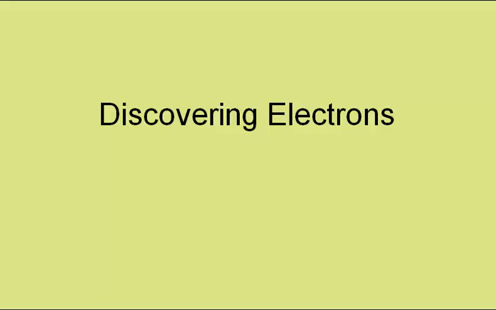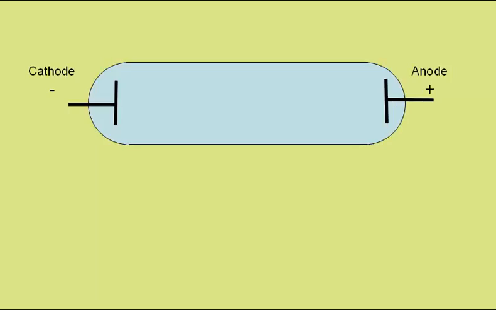Discovering electrons. In the 19th century, scientists were experimenting with passing electricity through gases using discharge tubes like this. There was a glass envelope into which was placed a negative cathode at one end, the positive anode at the other end, with around 5,000 volts between them. The invention of efficient pumps allowed the pressure of the gas inside to be reduced to very low levels.